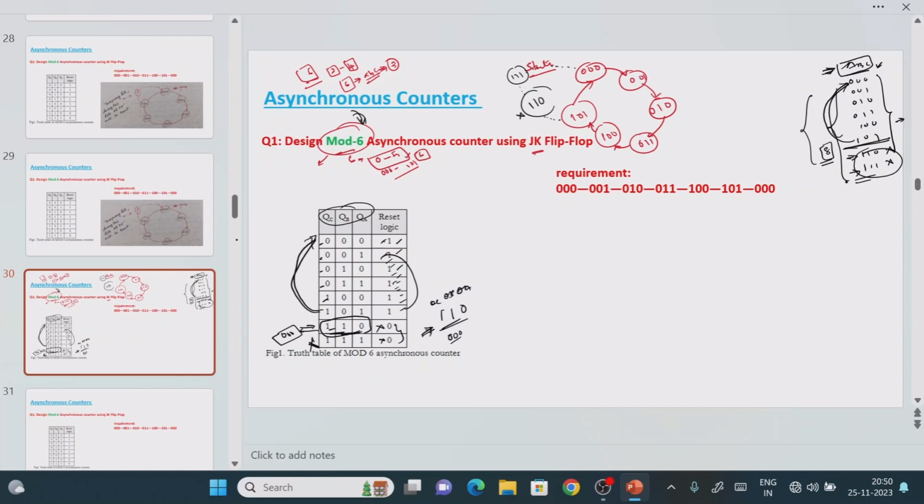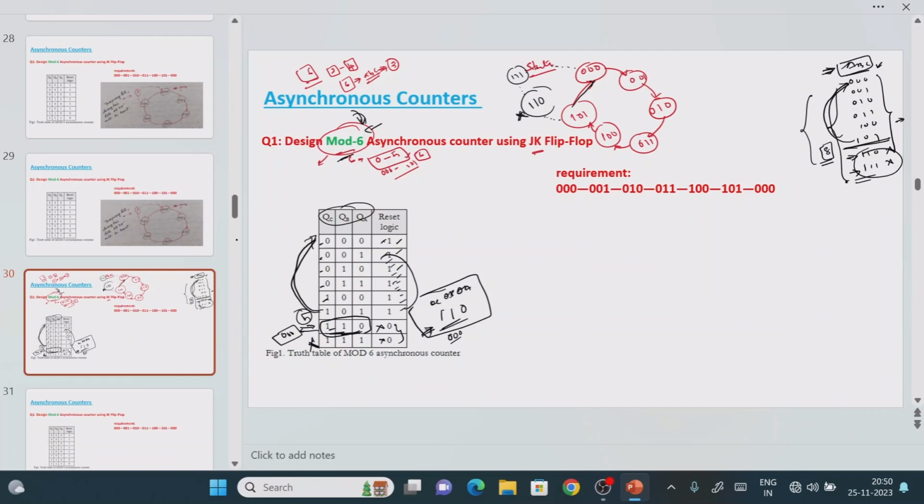Now we are stopping this one. The moment you stop this one, it means that it will go to here, right? So this is what you have to remember here. So which should not occur? This 110 should not occur, right? So 5, 101 means 5. This is the final count.